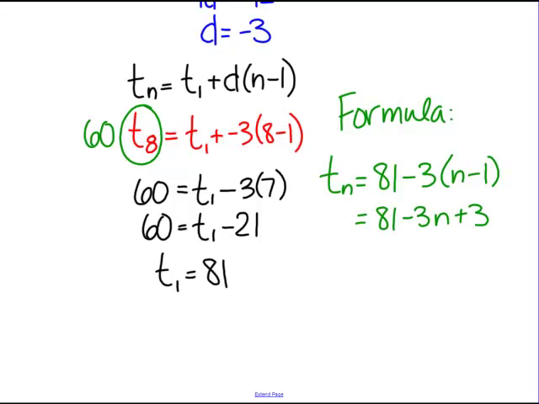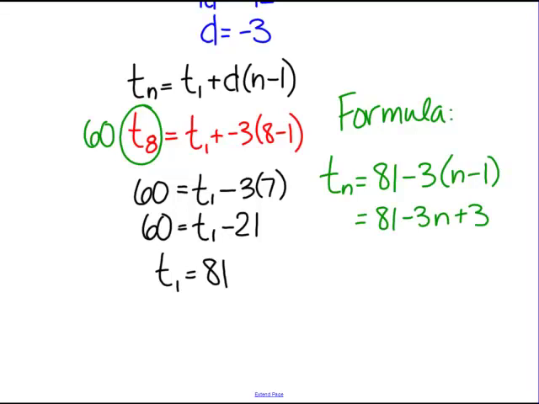That's also true for the 12th term. We can write a separate equation using that term. The 12th term is equal to the first term plus the common difference times 12 minus 1. So the 12th term of the sequence, which is 48, is the first term plus 11 times the common difference.